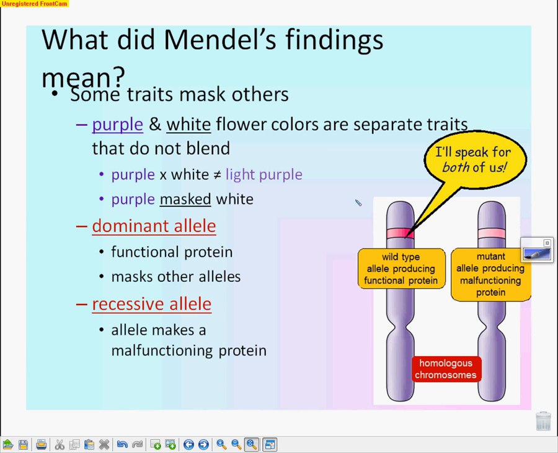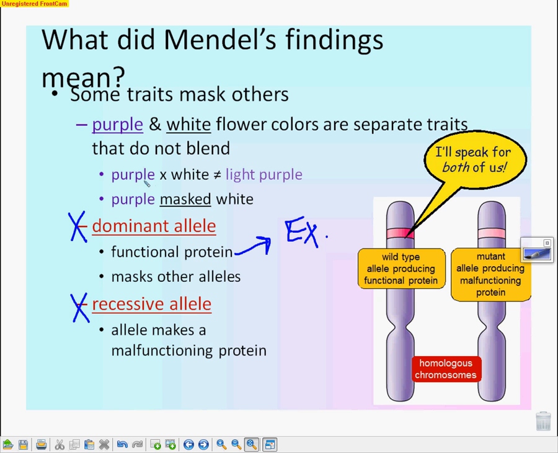What Mendel found is that these traits did not blend together, but some masked others. And today what we call that are dominant alleles and recessive alleles. Dominant alleles have the gene that makes a functional protein, and this is the protein that is used to express the trait. So that's where you find expression. It will mask, it will cover up all other alleles, because the recessive allele makes a protein that does not function in that organism.